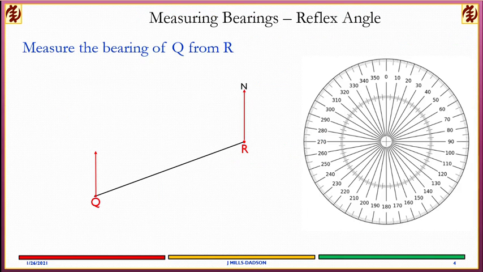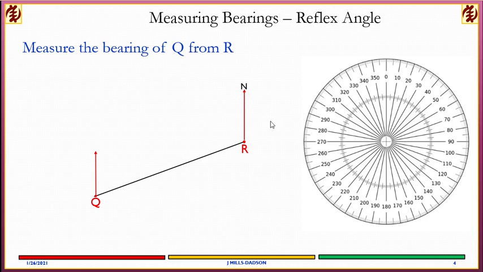Measure the bearing of Q from R. So the keyword from, it means R to Q. R to Q. So you go to point R. That's point R. That's the north line. Start measuring clockwise direction until you hit the black line that connects Q. That's all you're supposed to do.